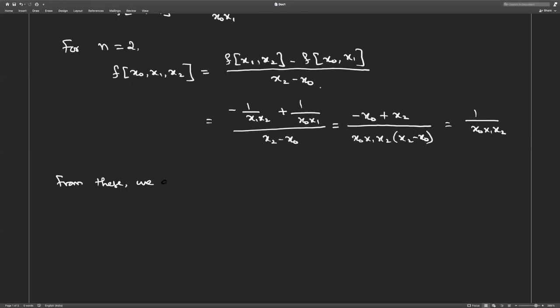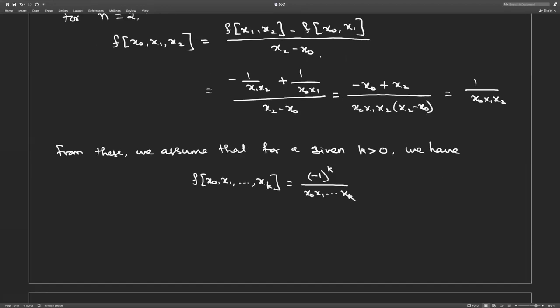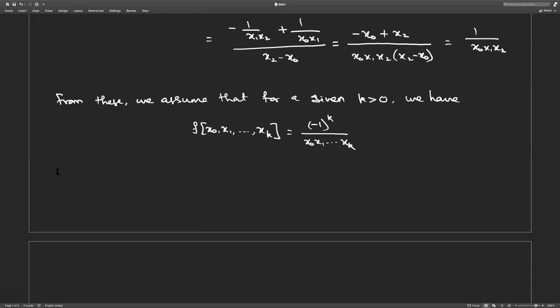So let us assume that for a given k greater than 0, we have f of x0 x1 up to xk is equal to minus 1 to the power of k divided by x0 x1 up to xk. We are only proposing this form. We have to prove this. Well, that proof can be done by induction. So we assume this form for k and prove this form for k plus 1.